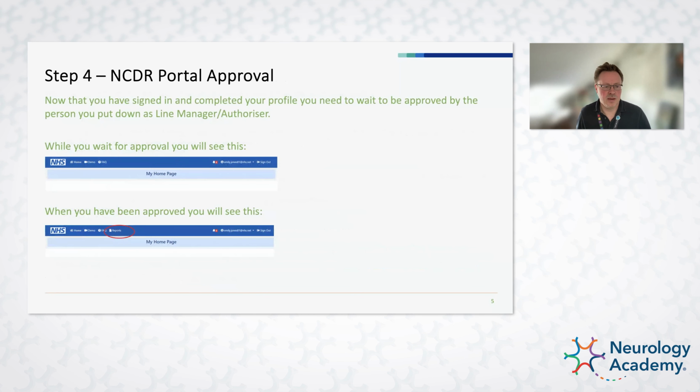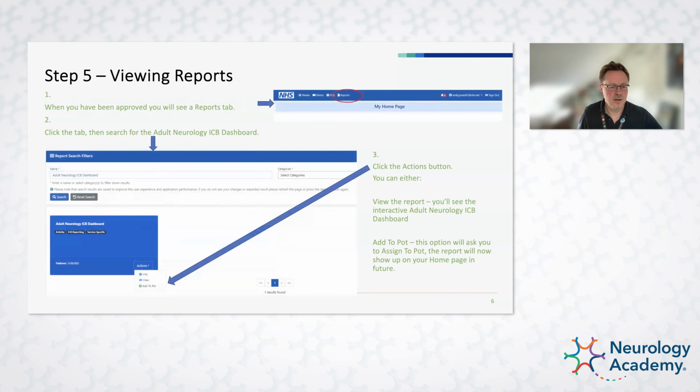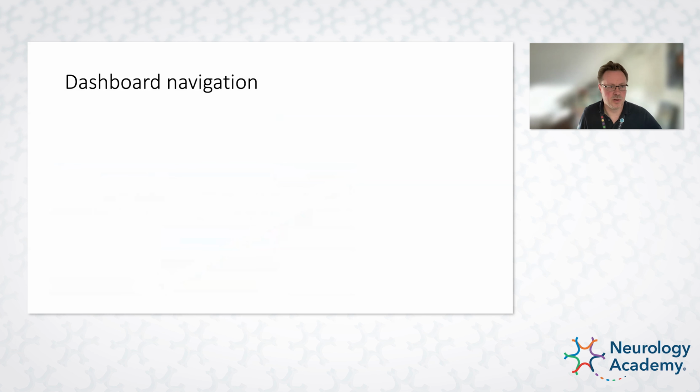Once you've done that, when it's been approved, you'll see on the top of your screen that reports are then there, and then you can choose reports that you're interested in and add them to your favorites, or what they call your pot. And then they're there whenever you log in. They're right there. So it's all very straightforward, once you've done that slightly not straightforward process. And viewing reports is pretty self-explanatory, actually. That's pretty straightforward.